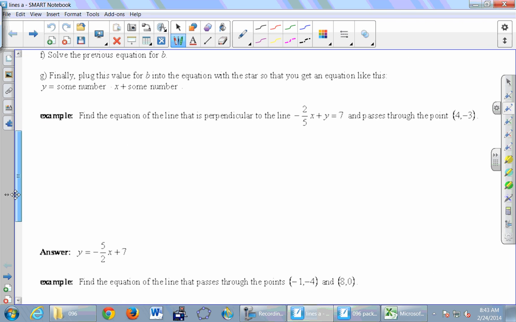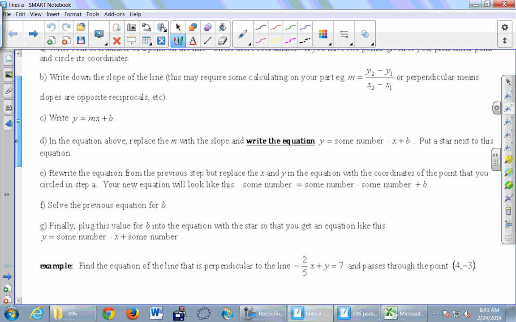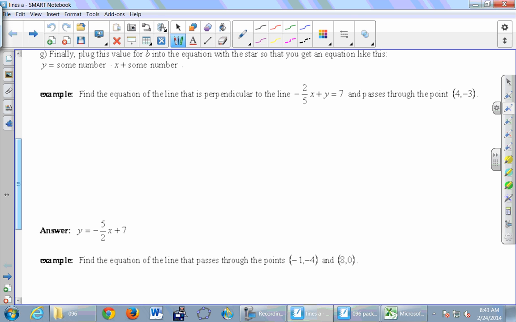So the first example that we're going to do is right here around the middle of the page. We want to find the equation of the line that's perpendicular to this line and passes through the point (4, -3). Now some of you guys could do this start to finish without batting an eye, so just bear with us if you are one of those people. But here's the process. Step A, write both coordinates of a point on the line and circle these coordinates. If you have 2 points given to you, pick either point and circle its coordinates. So what point do we have given to us in this example? What is it, (4, -3)? And then I asked you to circle it because we're going to reference that circled thing later on in this process.